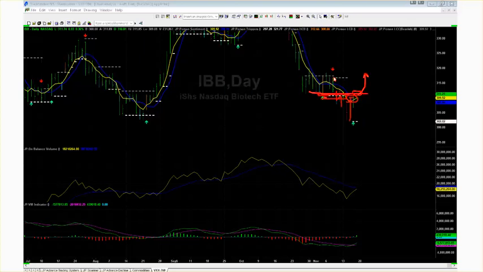All right, so let me turn off a few functions here. First off, I'm going to turn off on balance volume to give us more room on the charts. I'm going to turn off the histogram. I'm going to turn off the volume indicator.